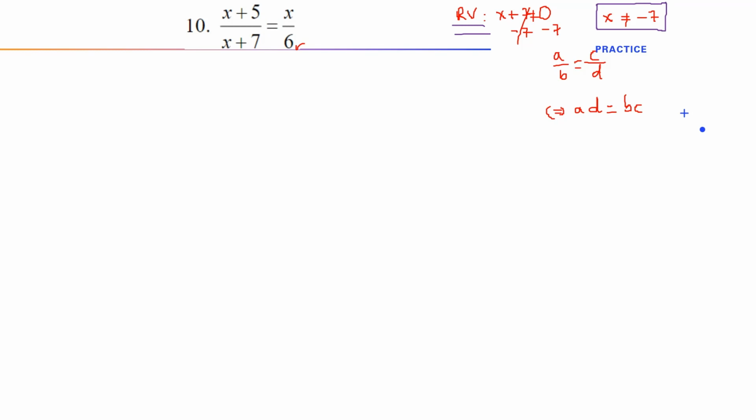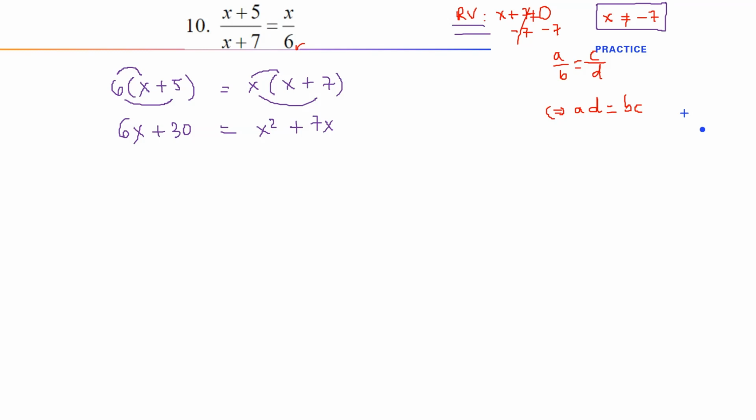Alright, now we're using AD equal BC, which is 6 times x plus 5 equal x times x plus 7. We always write one term multiplied to the parentheses, that's easier to distribute or to have a better look at the calculations. 6 times x is 6x. 6 times 5 is 30. Equal x times x is x squared. x times 7 is plus 7x.